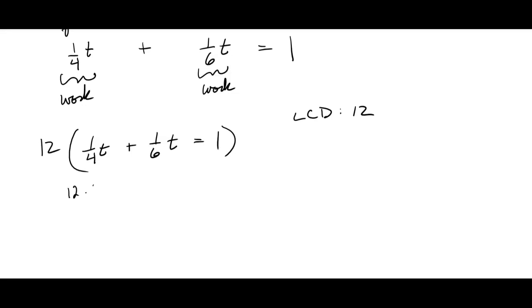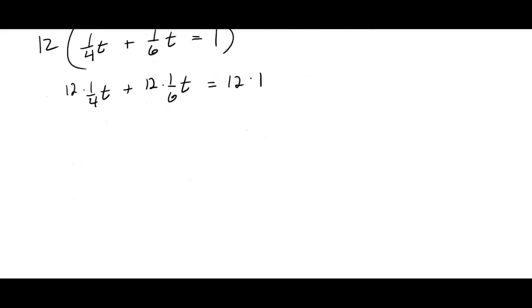So 12 times 1/4 t plus 12 times 1/6 t equals 12 times 1. So don't forget to do that 12 on the other side. That's a common mistake students make. You have to multiply that 1 by 12. Okay, 4 goes into 12 3 times, so I get 3t. 6 goes into 12 2 times, so I get 2t equals 12. So 3t plus 2t is 5t equals 12. And then I'm going to divide by 5.